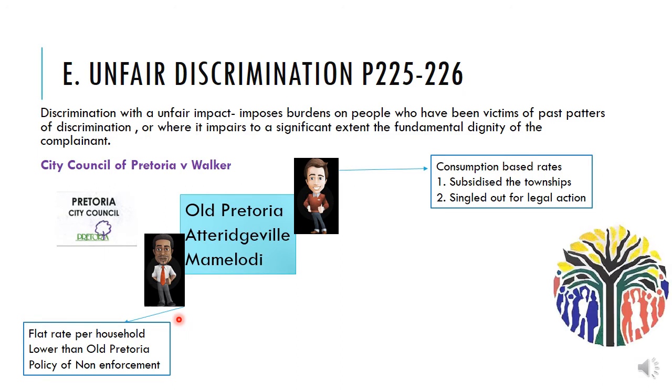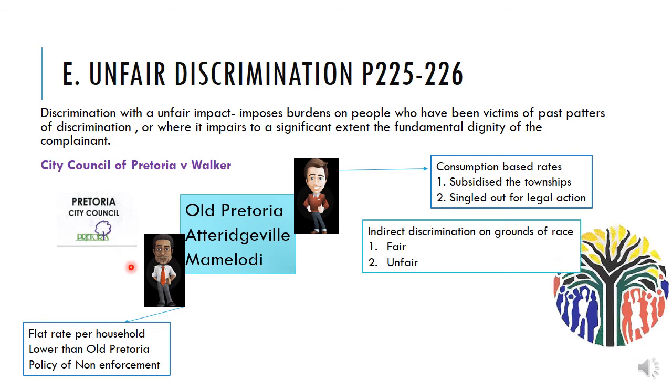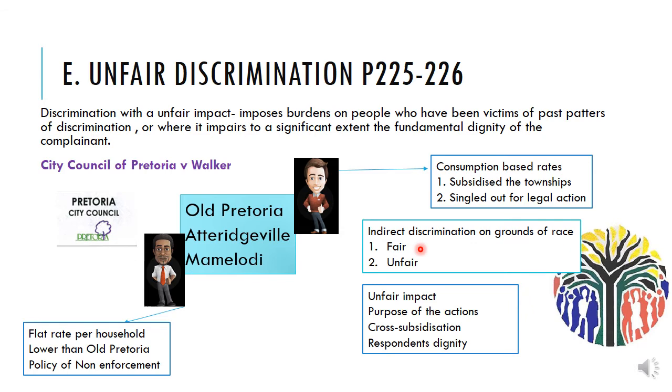Now, this case eventually went to the Constitutional Court, and the Constitutional Court had to consider if the actions of the Pretoria City Council were indirect discrimination on the listed ground of race. However, the majority went on to hold that the first set of actions that Walker complained of, which is the flat rate and the cross-subsidisation, was not unfair discrimination, while the second set was unfair. So they found that number 1 was fair discrimination, number 2 was unfair discrimination.